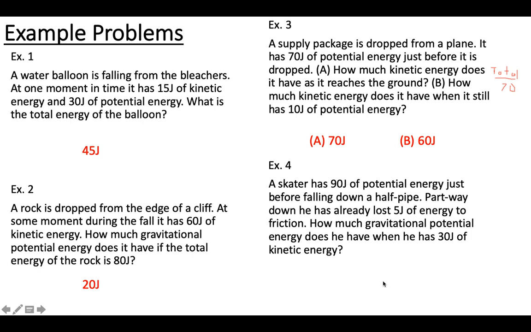Okay, so if I want to know just one piece, then just like in example 2, we've got to subtract. Start with 90, take away 5, and take away 30, and you get 55. 55 joules. All I did was start with my total. We had 90, take away 5 because 5 of it went to friction, and 30 of it is the kinetic piece. So what's left over for potential is 55.